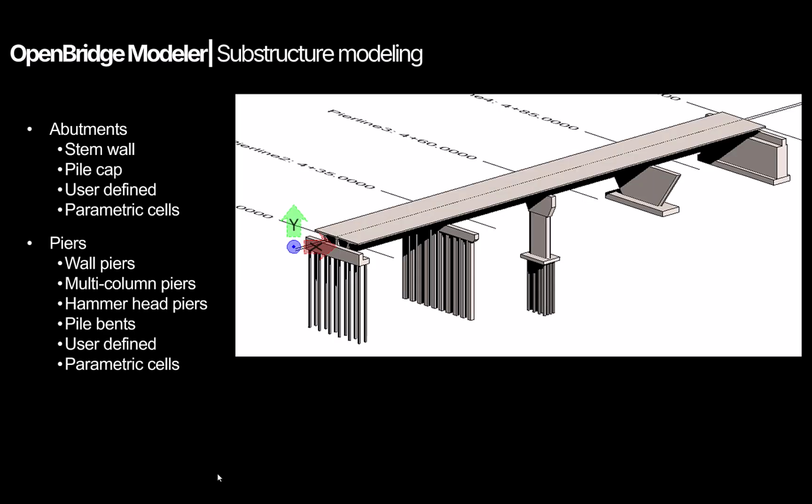What about substructure modeling? Of course: abutments, stem walls, pile caps, user-defined. Maybe we can even use parametric cells, parametric MicroStation cells. Types of piers: wall piers, multi-column piers, hammerheads, pile bents, and we can also use parametric cells that could be even user-defined.